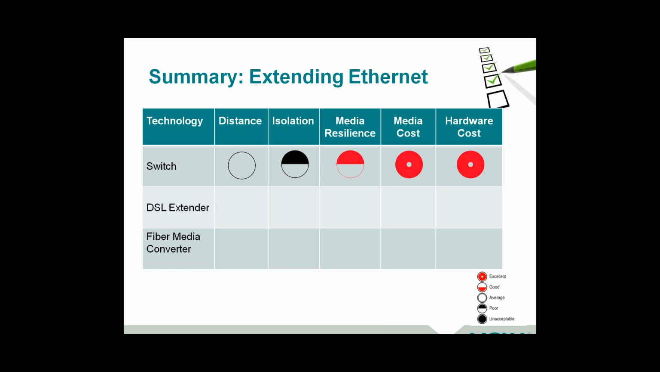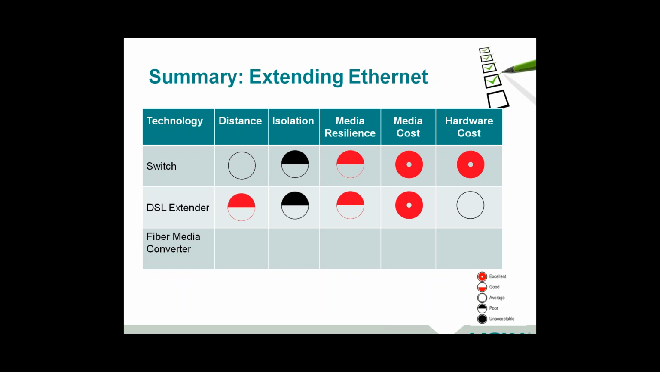Looking at a couple of the characteristics here of considerations, I put this together to make things simple because there are three very different technologies: the distance you can go, the level of isolation capable, media resilience, which is important in terms of how rugged that type of physical connection is, and the media cost and the hardware cost. So here's the Consumer Reports scorecard, if you will, of utilizing that switch technology. Again, with a switch, you're only going to go 100 meters or 328 feet.